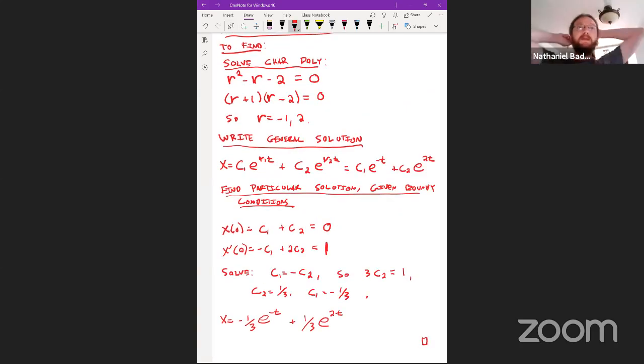Okay, any questions? So that's a full computation here. And in principle, of course, you can do this for as high a degree of differential equation as you want, provided it's got constant coefficients and it's homogeneous and all these caveats.